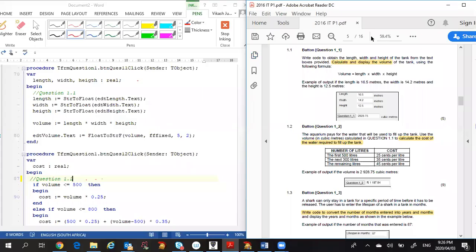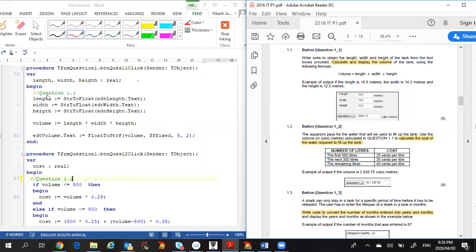Let us look at the solutions for the question paper 2016. Question 1 required us to calculate and display the volume. You were given the length, the width, and the height, and had to calculate the volume.